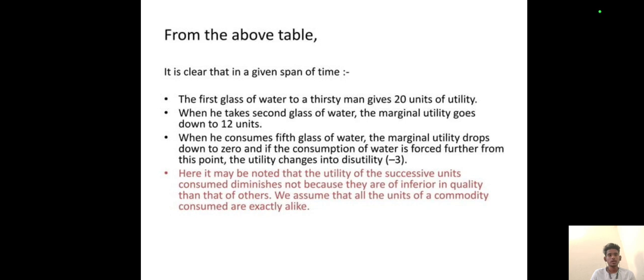In this, the first glass of water to a thirsty man gives 20 units of utility. When he takes the second glass of water, the marginal utility goes down to 12 units. When he consumes the fifth glass of water, the marginal utility drops down to 0. And if the consumption of water is forced further from this point, that is the fifth glass, then the utility changes into disutility, that is negative. It becomes from 0 to minus. Here it may be noted that the utility of the successive units consumed diminishes not because they are of inferior quality than that of others. We assume that all the units of a commodity consumed are exactly alike.